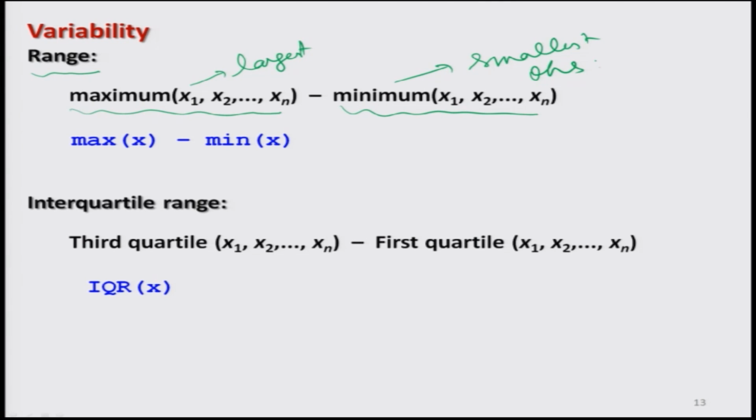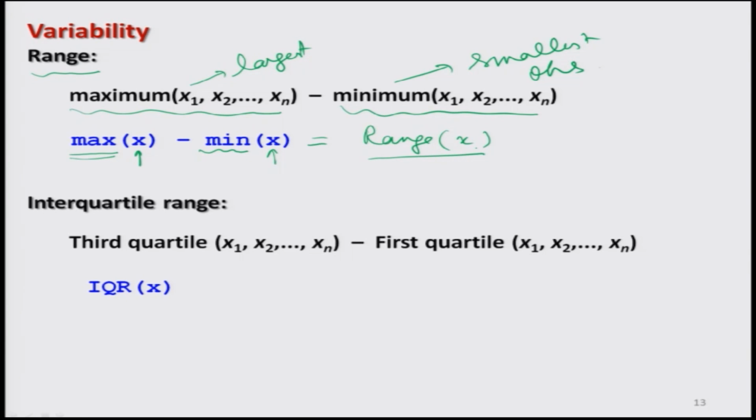This range can be very easily computed by using the built-in functions max and min. max gives the maximum among the values contained in the data vector x, and min gives the minimum value contained in the data vector x. So the difference, maximum of x minus minimum of x, gives us the value of the range for the data vector x.